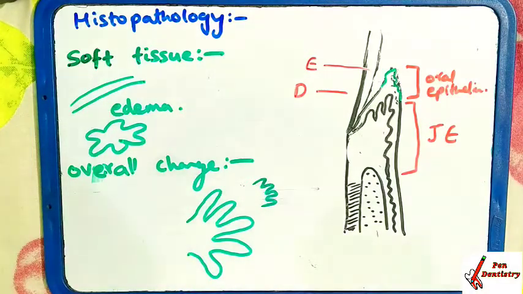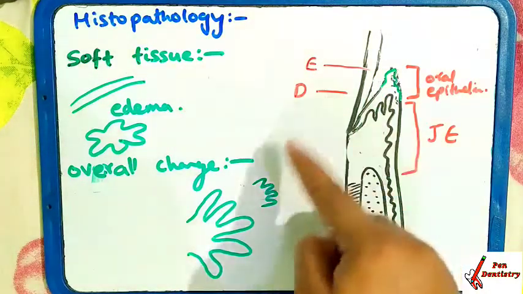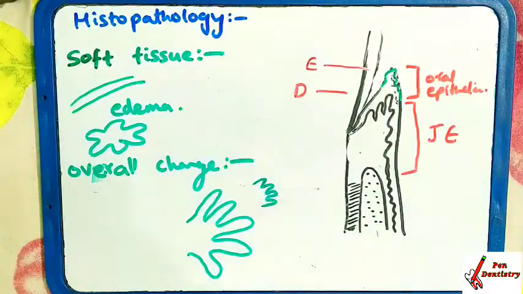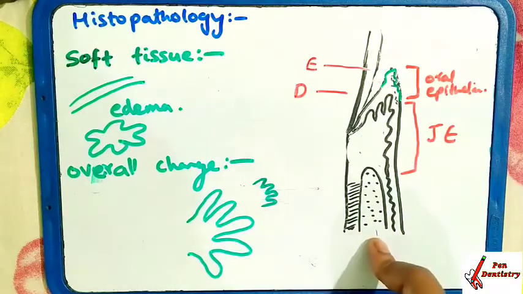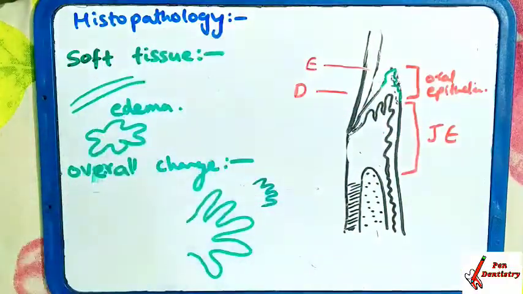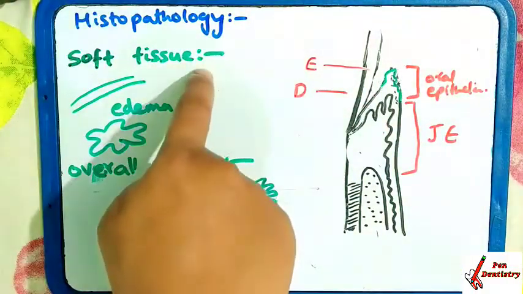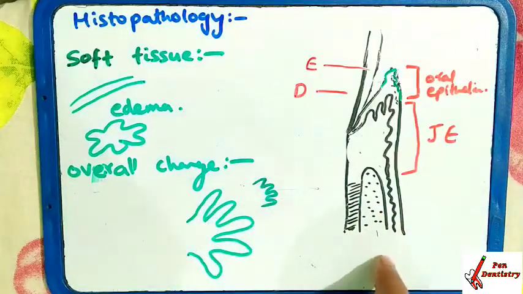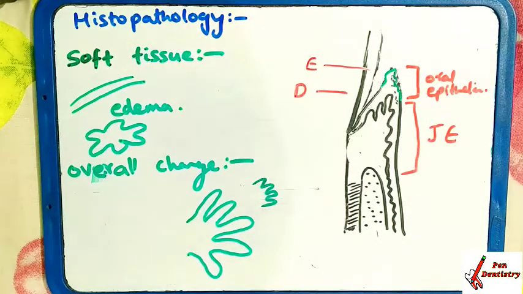I have told you, degeneration and necrosis will be seen at the epithelium region. As the bacteria come, they destroy the surface. Because of that only, the pocket is formed, right? So they are going to destroy and necrose the tissue. These are the histopathology of the soft tissue, as well as the overall changes seen in the periodontal pocket.